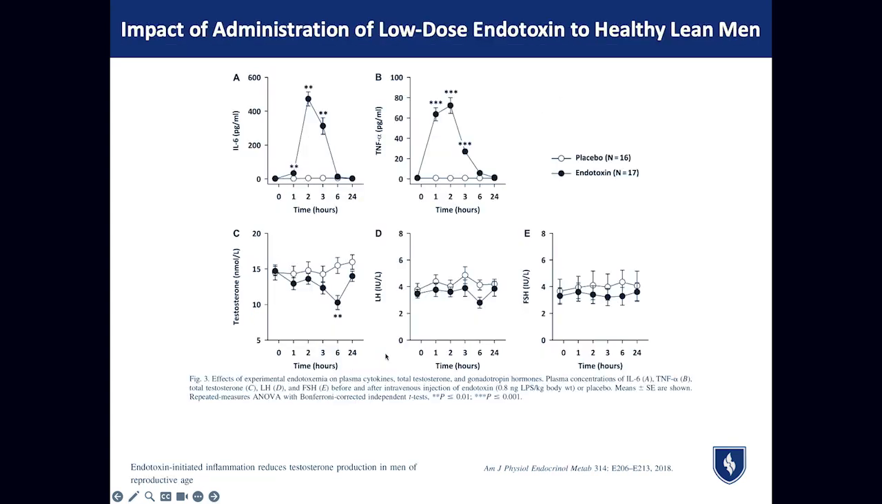And here when they exposed men to low levels of LPS, which you can get from leaky gut, you can see their endotoxin group is the one with the circle dots, placebo is white. But you can see IL-6 levels jumping up compared to controls when they gave a little bit of LPS into their system, like you can get from leaky gut. Here with TNF-alpha. And then you can see here with the endotoxin group, testosterone levels plummeting as soon as they get some LPS into their system. LH levels plummeting, FSH levels also plummeting with some of that.